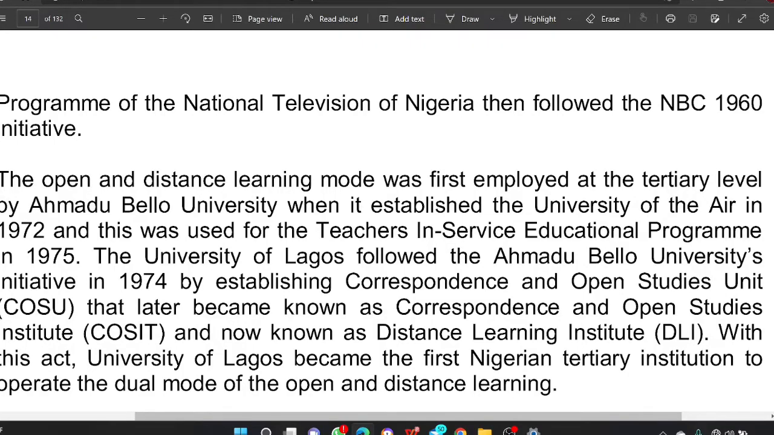The open and distance learning model was first employed at the tertiary level by Ahmadu Bello University when it established the University of the Air in 1972, and this was used for the Teachers in Service educational program in 1975.